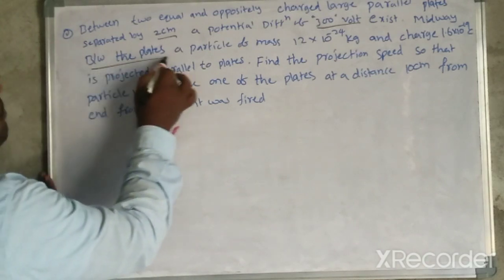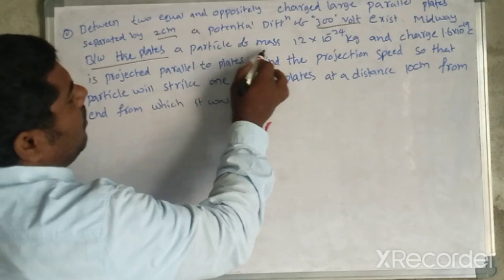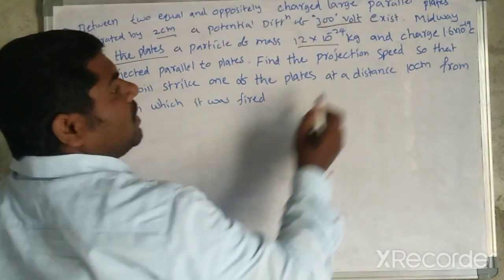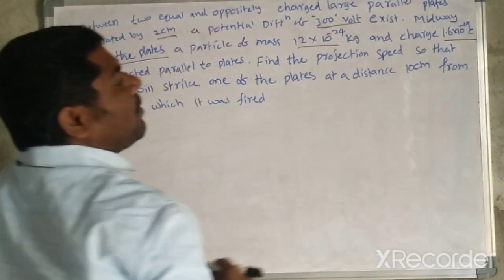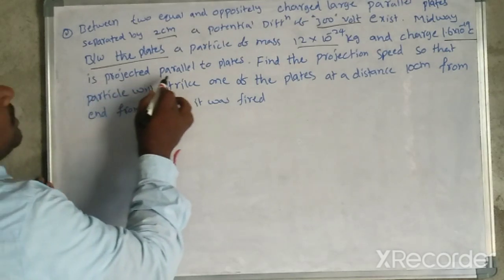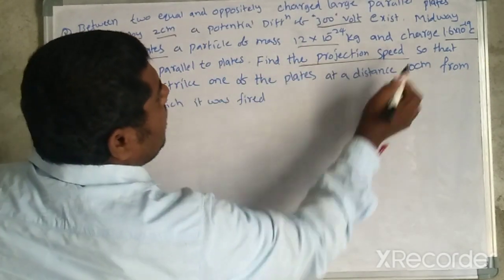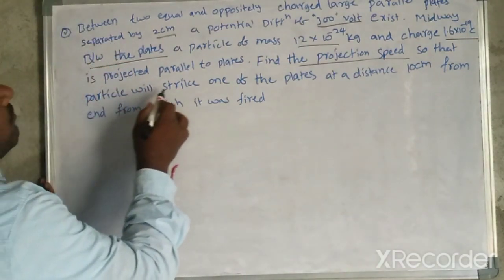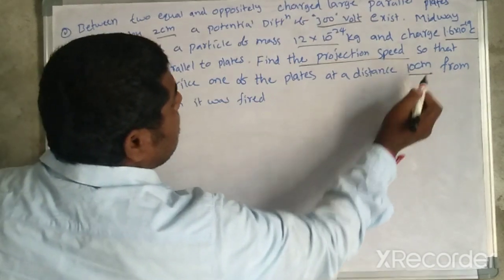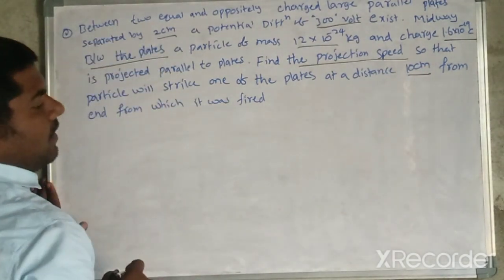Midway between two plates, a particle of mass 12 into 10 to the power minus 24 kg and charge 1.6 into 10 to the power minus 19 coulomb is projected parallel to the plates. Find the projection speed so that the particle will strike one of the plates at a distance 10 centimeter from the end from which it was fired.